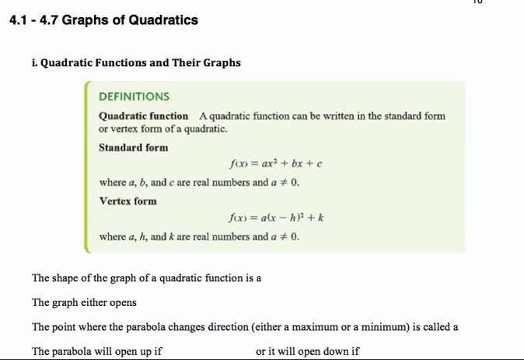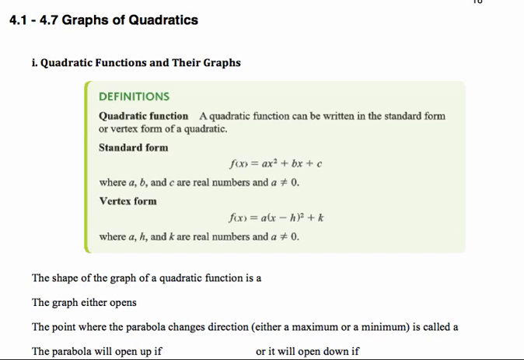Okay, this is about quadratic functions and their graphs. So what I'm going to do is just touch on various pieces from chapter 4. I'm not going through every detail. And I just want you to get comfortable with what a graph of a quadratic looks like and some basics of how to manipulate it.